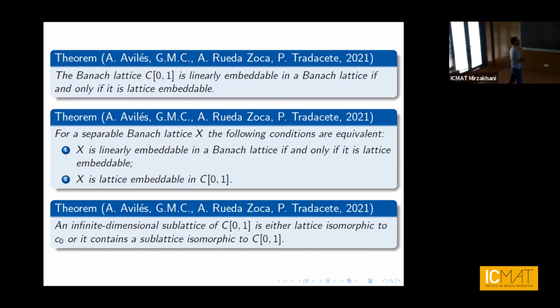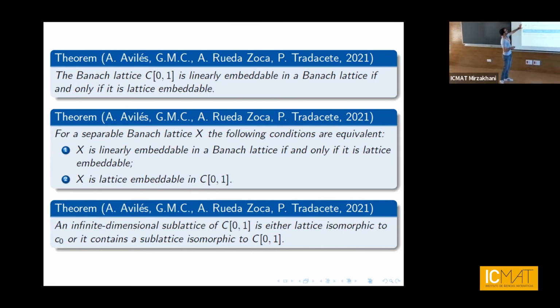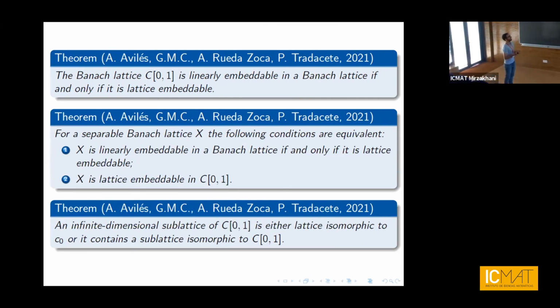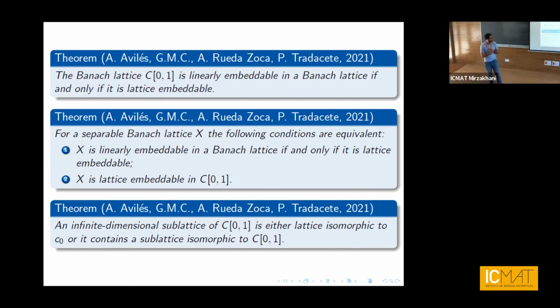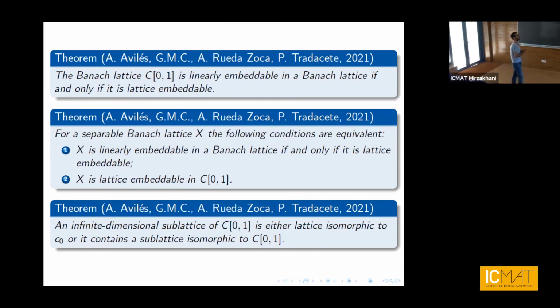Okay. So once we have proved this theorem, it is quite easy to prove this theorem here. First of all, that one implies two is immediate, because if X is separable, then it embeds as a subspace into C of the unit interval, and therefore if it has this property, then it must also be lattice embeddable into C of the unit interval. So let's say that the non-trivial part is to prove that two implies one.